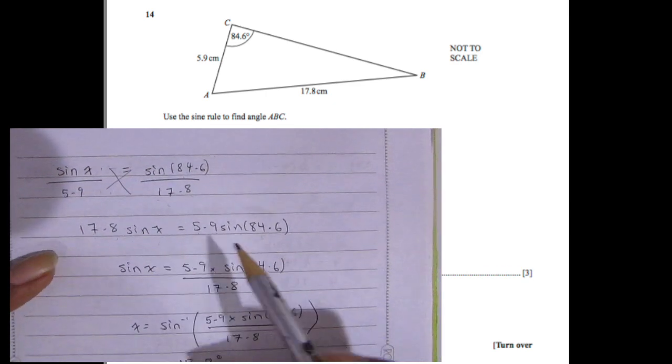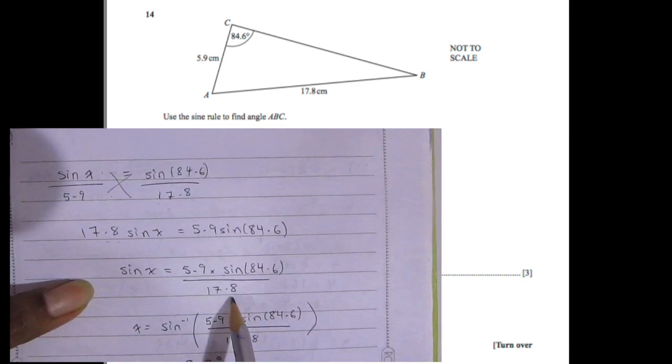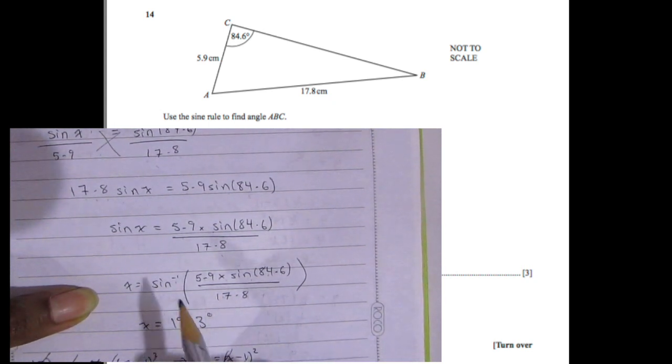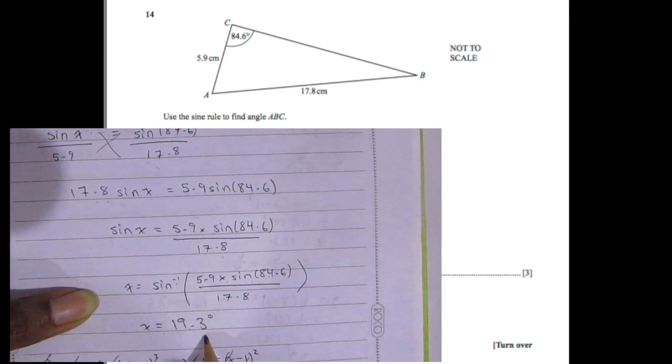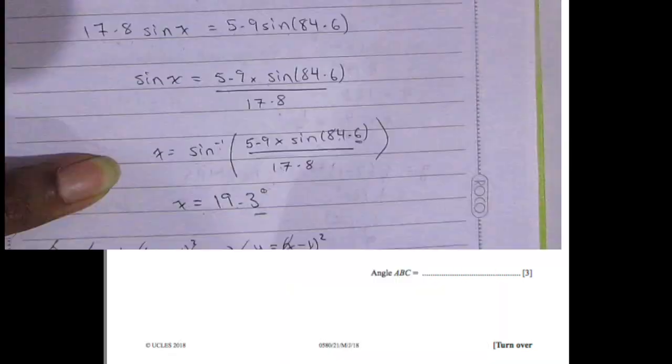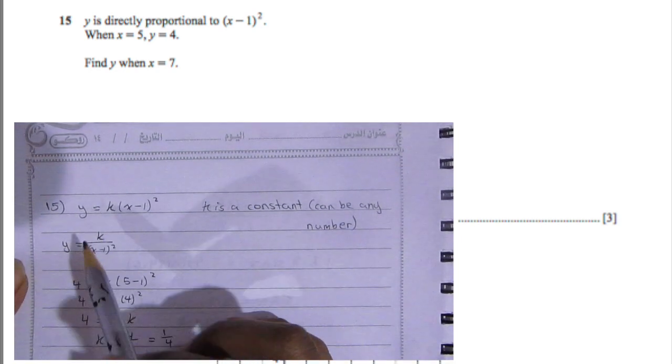Then we're going to try to make x the subject of the formula. So once you have that, you're going to divide the entire thing by 17.8. Then that will give you sine x. Now to find x itself, we're going to move sine to the other side, so that will be sine inverse of everything that we just figured out, right? And if you place that in your calculator, then x will equal 19.3 degrees. Of course, leave it to 1 decimal point because everything else was left to 1 decimal point in the question.